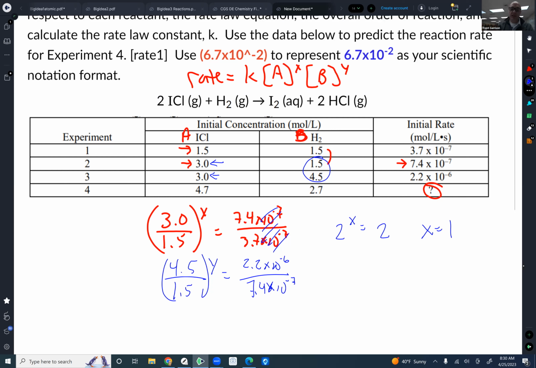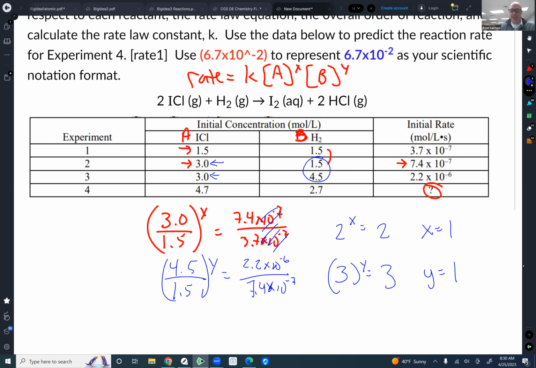So I've got 4.5 divided by 1.5 is 3, and that's to the y power, over 2.2 over 7.4, and that is also equal to 1. Okay, so nothing really changed. 7.4 divided by 3.7. Make sure I'm doing everything right. Yeah, everything is looking right. So our y value and x value are both equal to 1. So that's not going to change our exponents.